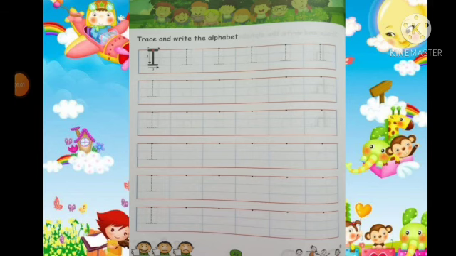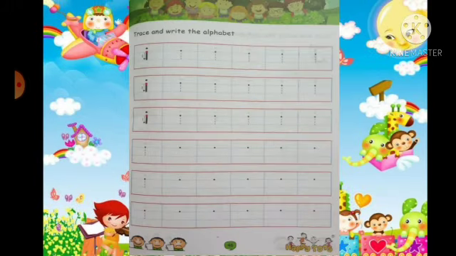Okay, children, now it's time to do your book exercise. So children, take your happy writing practice book 1 and do the page number 45 and write capital letter I. Next, page number 46 and write small letter I.